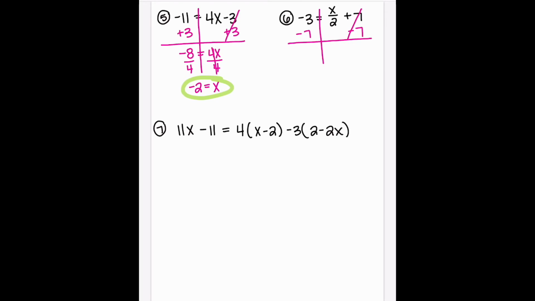Negative 3 minus 7 is negative 10. Bring down the equal, and we have x over 2. Finally, we can get x by itself now by doing the inverse of division by 2, which would be multiplication times 2 on both sides.